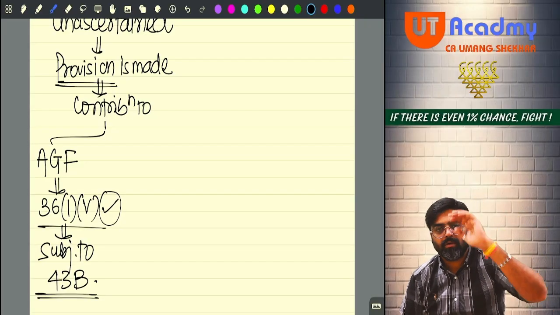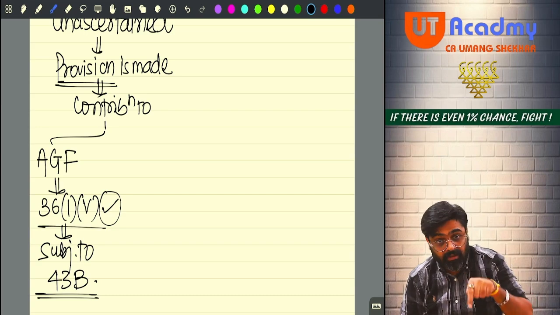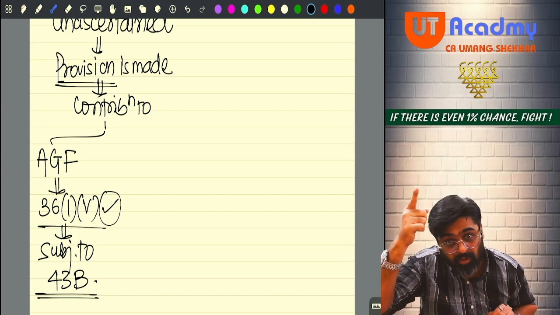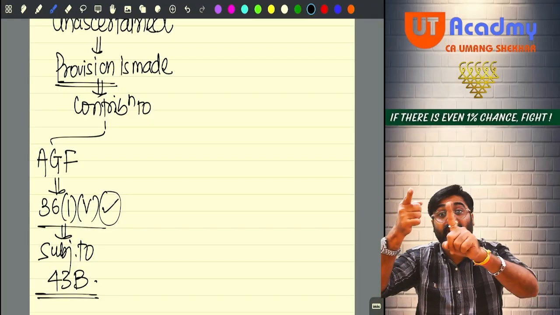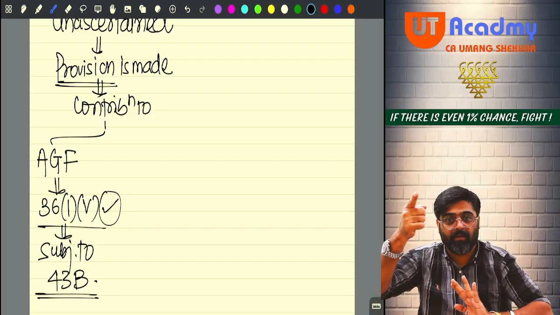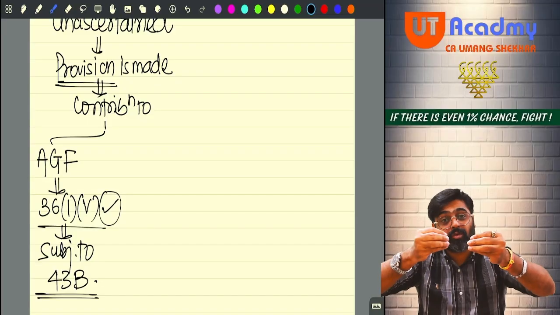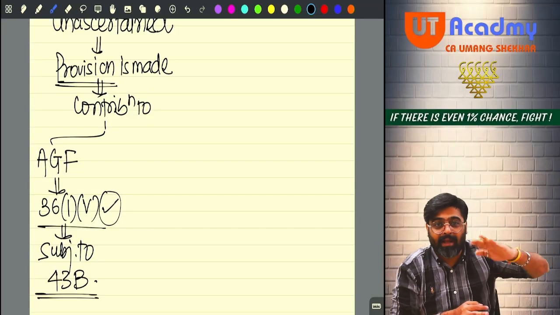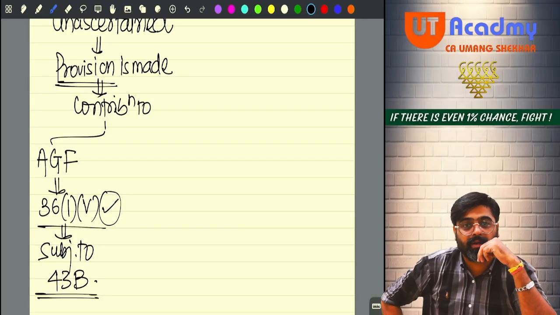Is it allowed? Yes, if it is paid in this year only. Debited to P&L will not allow. Debited to P&L is my expense, is allowable under clause 5. But I have to actually contribute in this year, or on or before the due date of filing ROI of this year.